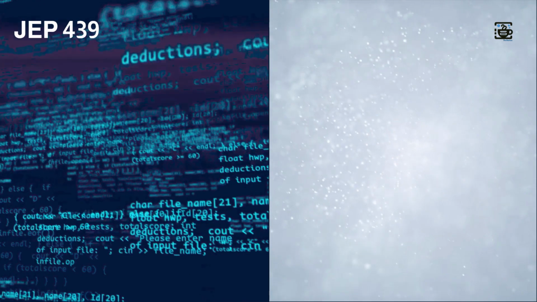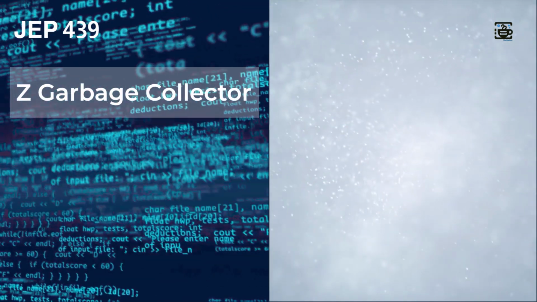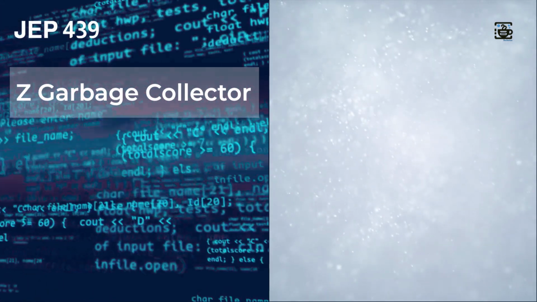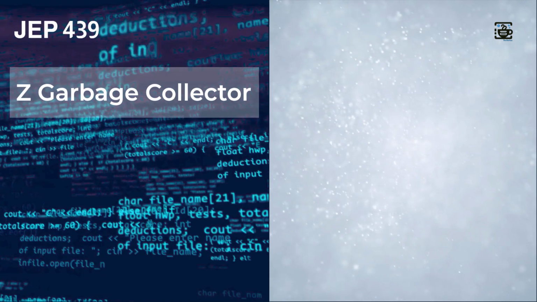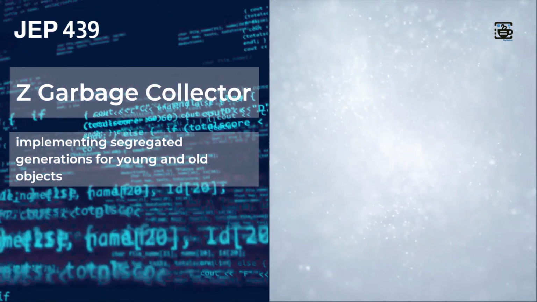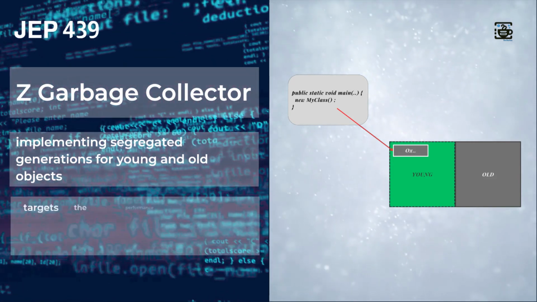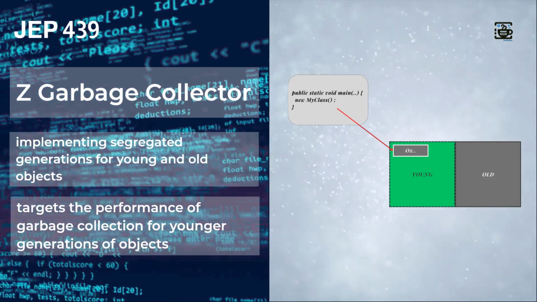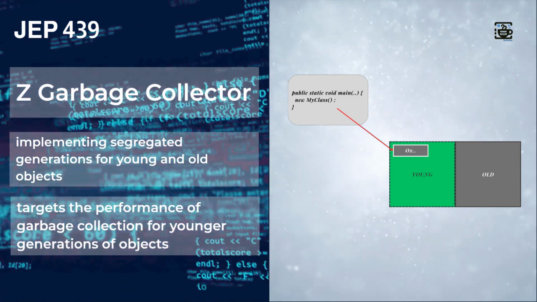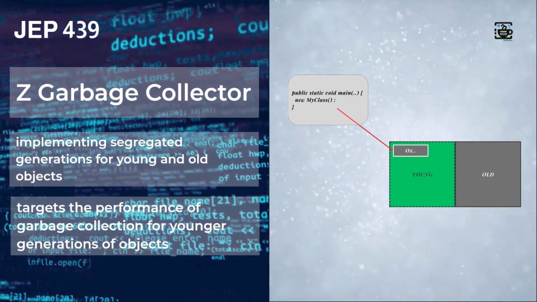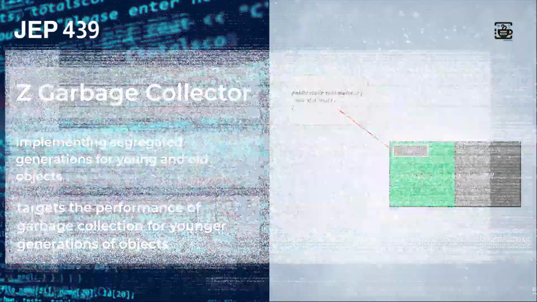Moving on to JEP 439, we see an enhancement to the Z garbage collector with generational ZGC. Enhancing the Z garbage collector with generational ZGC allows for improving application performance by implementing segregated generations for young and old objects. This feature targets the performance of garbage collection for younger generations of objects, which is crucial for applications with high allocation rates. It's a continuation of Java's commitment to improving performance where it matters most.